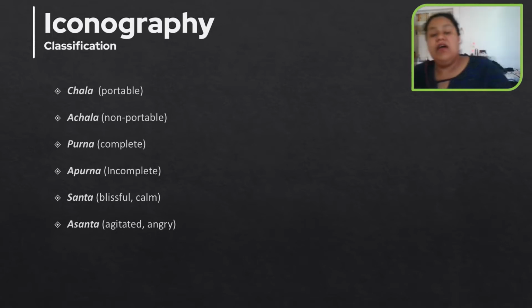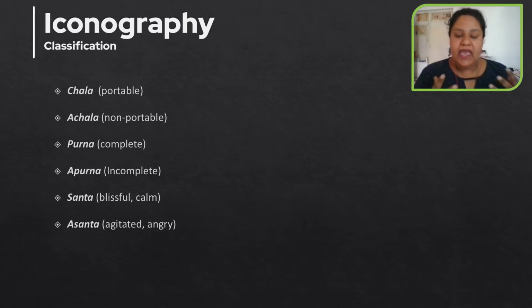As per the iconographic sources available to us, images are divided into a few parts. The first is chal and achal. Chal means portable. When an image is portable, it is very light, or it can be taken from anywhere to anywhere. So that is called chal. Like I have a small image at my home. I can take that image from place to place because it is very small and lightweight, and it can be moved from one place to another.